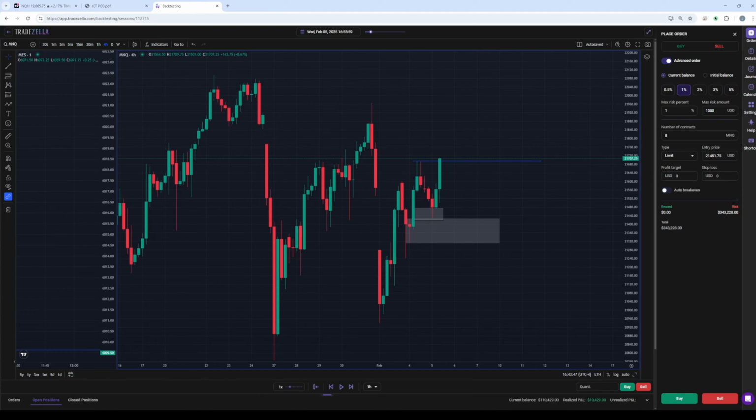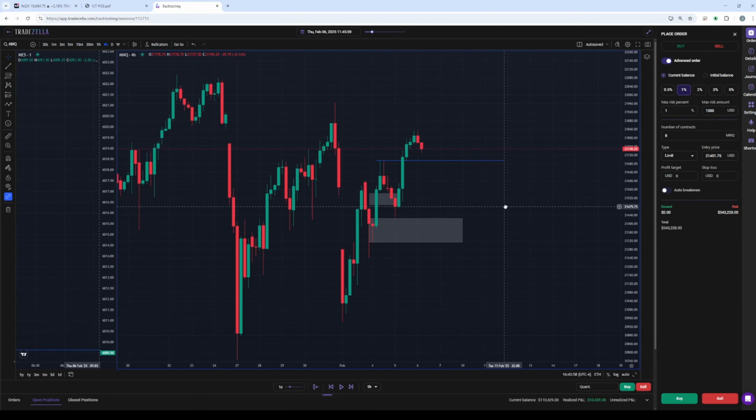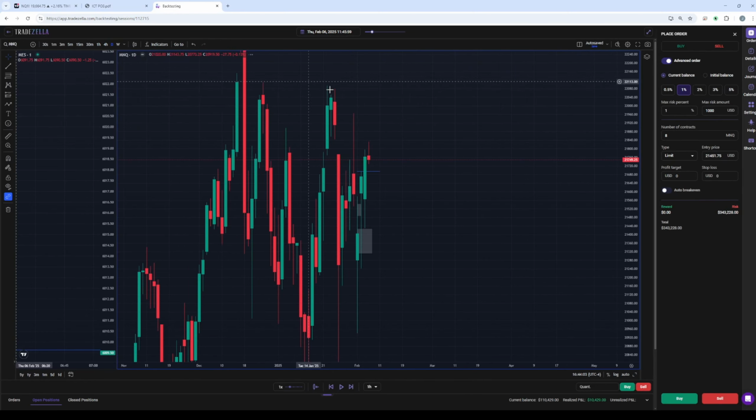So yeah, moving on to the next day. Let's have a look. Let's see. We want to look for buys or sells. Where's the daily candle? Daily candle took out that candle.